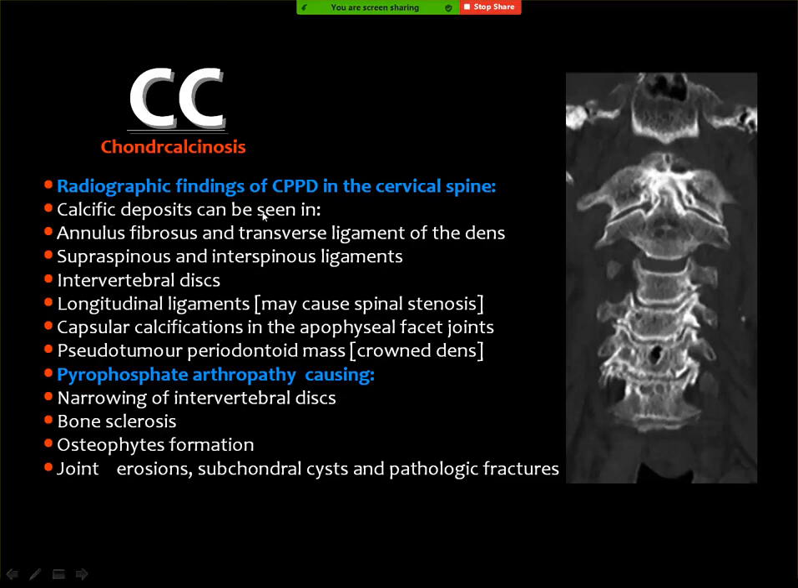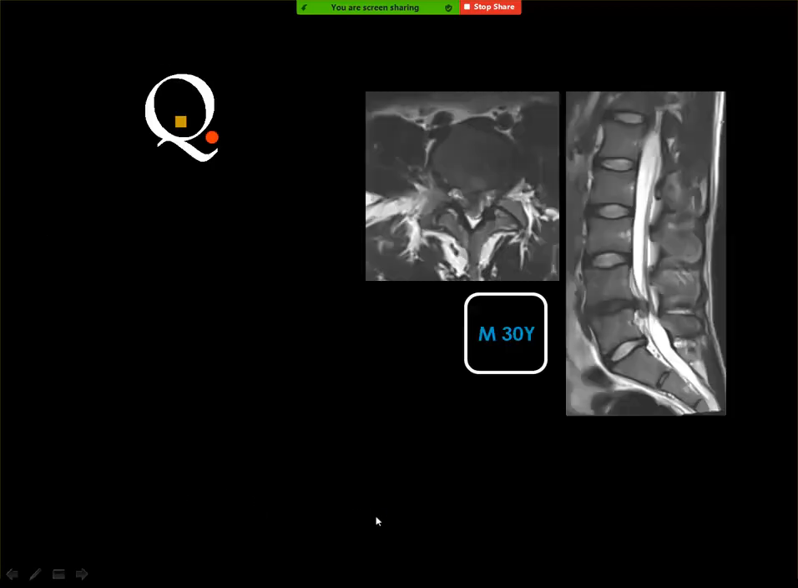And you got calcific deposits in the annulus fibrosus, in the transverse ligament of the dens, and the supraspinous and interspinous ligaments, in the intervertebral disc, in the longitudinal ligaments, in the capsular calcification of the apophyseal joints. And this is our case, which is a pseudotumor periodontoid mass, and it is also referred in the literature as crowned odontoid. Then arthropathy may also be seen in the knee and other joints. In the spine, you got narrowing of the intervertebral discs, bone sclerosis, osteophytes, and some joint effusion of the apophyseal joints.